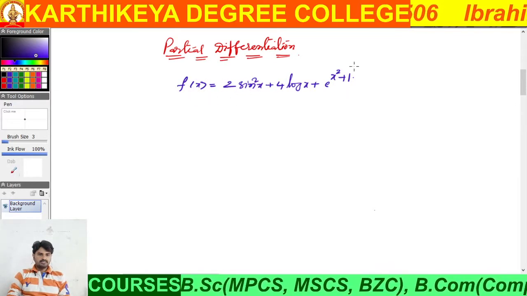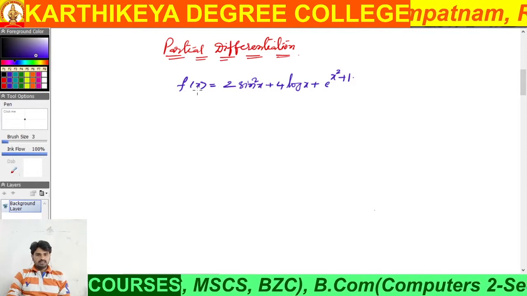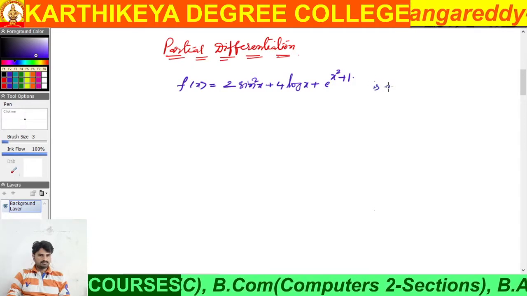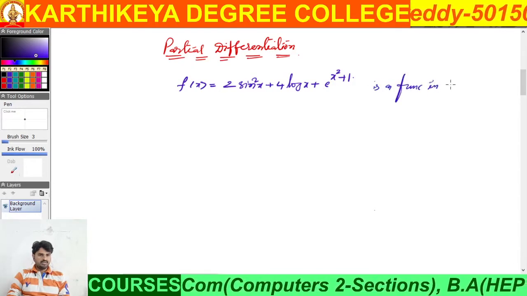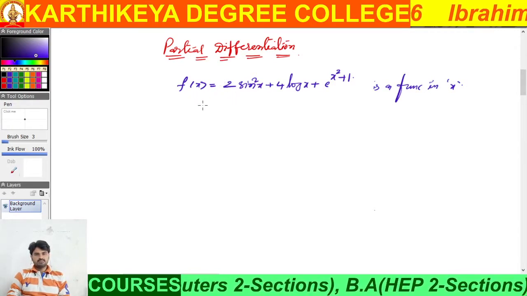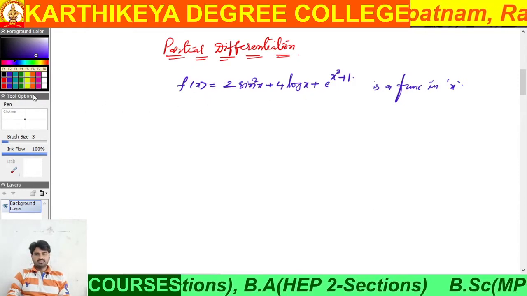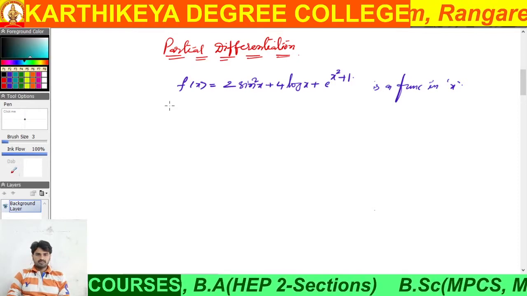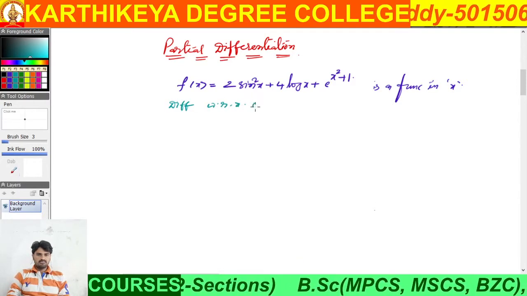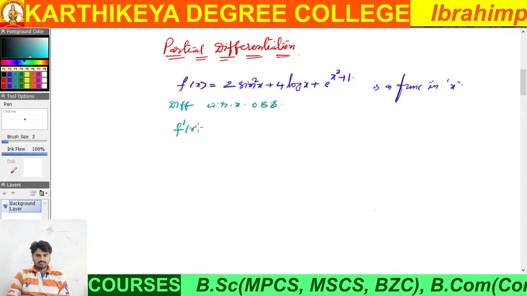So what is the function? Here if you observe, this total function is in the variable x. Okay, this is a function in the variable x. So if you want to differentiate this function, we have to take the derivative with respect to x. Suppose I am going to differentiate this one here, differentiating with respect to x on both sides. F of x derivative is f dash of x.